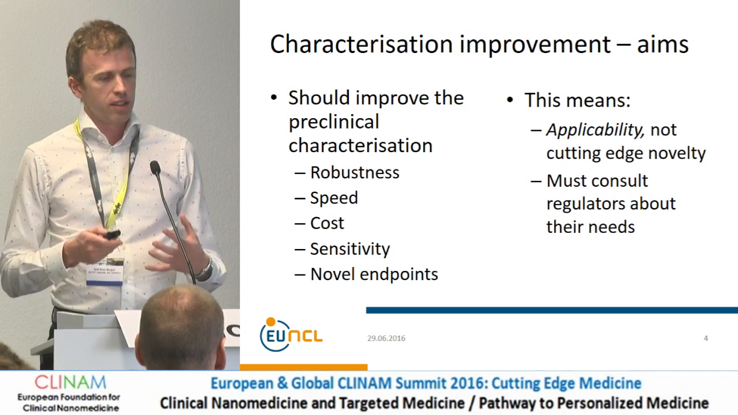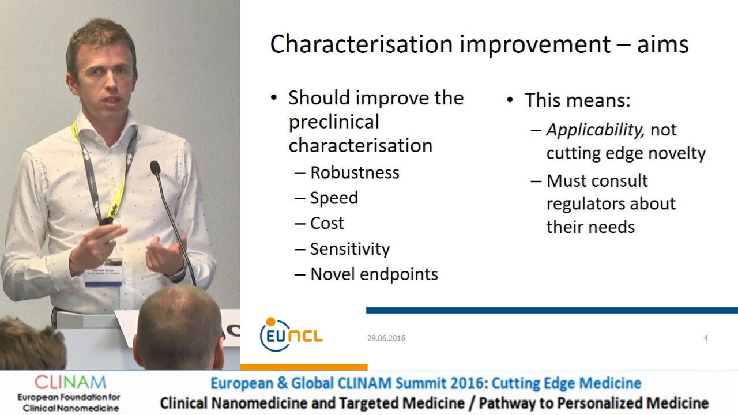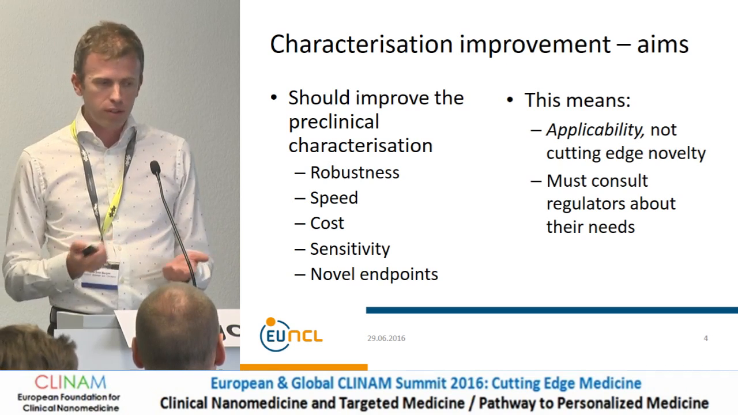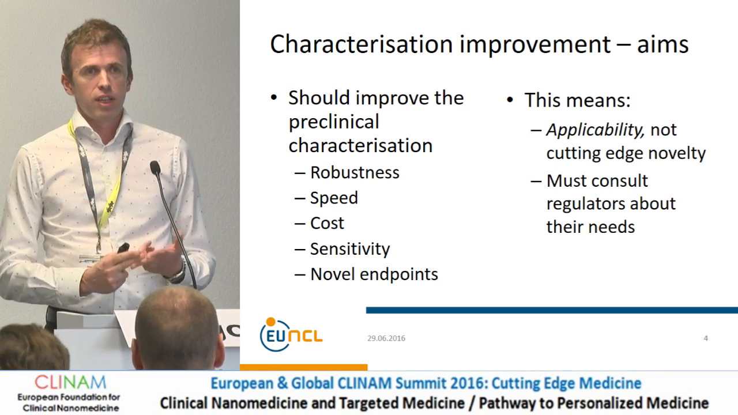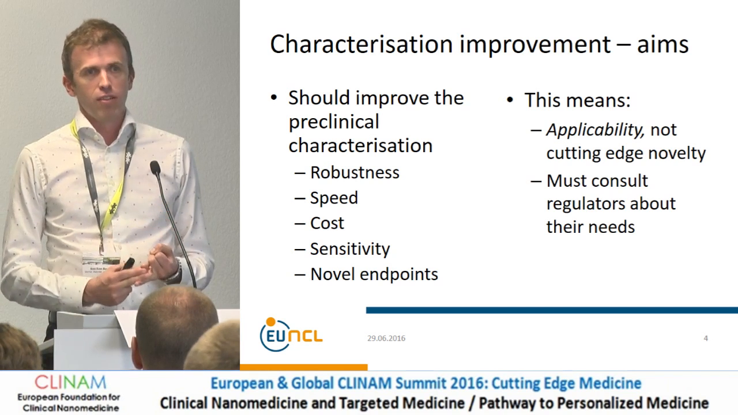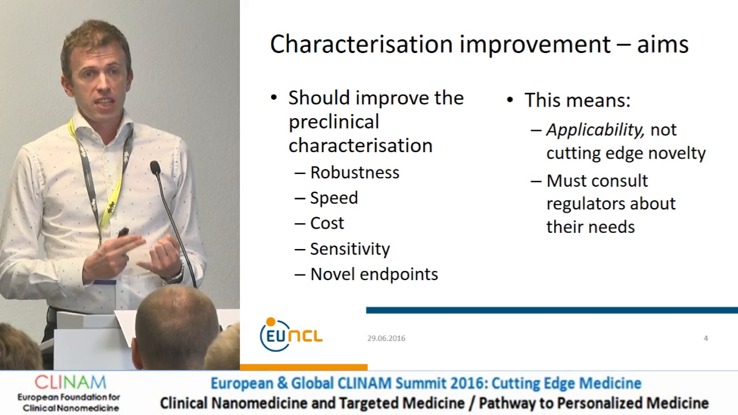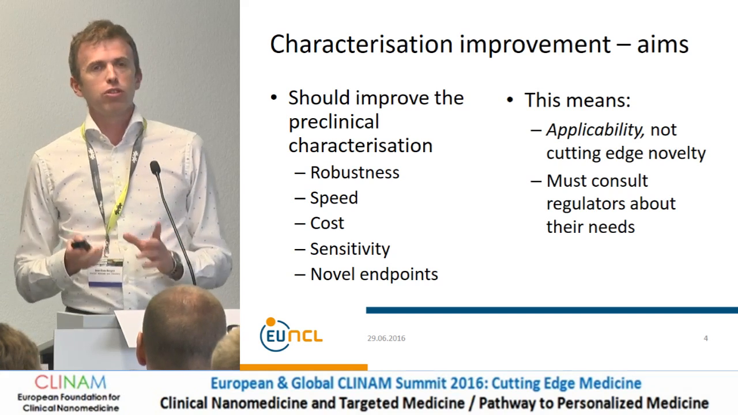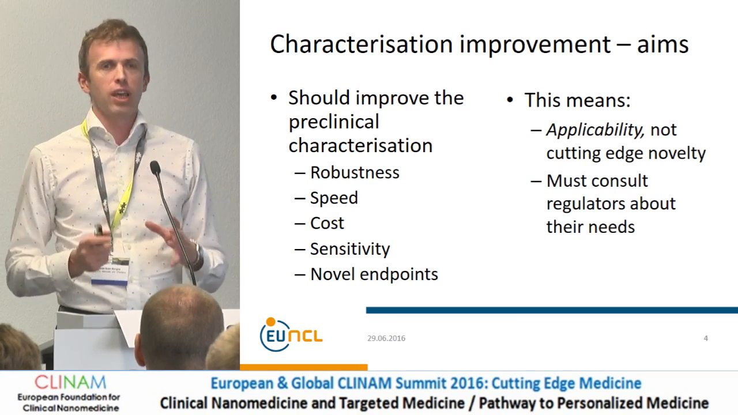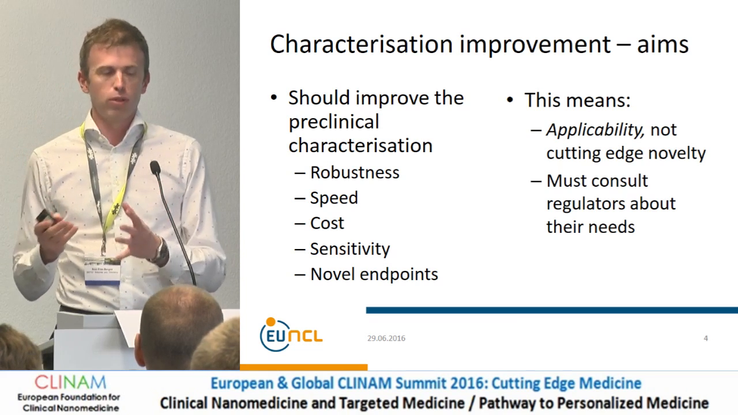The improvements in the assay cascade could be in things like robustness. Assays should be robust. They should not be very dependent on the operator. It could be in terms of speed, getting things done more quickly. It could be in terms of cost, getting them done more cheaply. For instance, in vivo experiments are really, really expensive. It could be in terms of sensitivity. And it could also be in terms of completely novel endpoints, like parameters that you have not been able to see before. New technologies can bring you completely new ways of looking at the world.